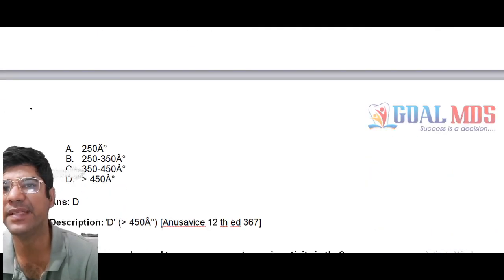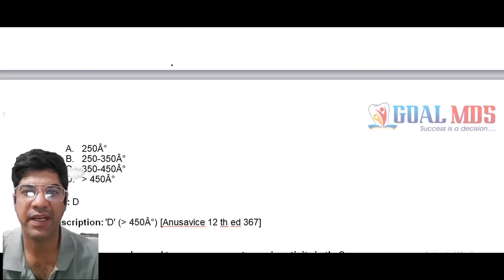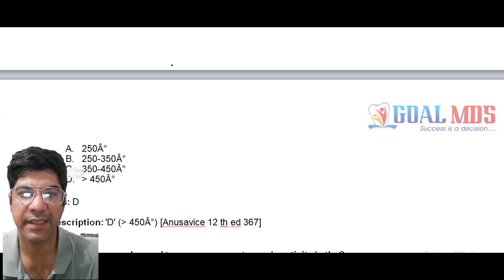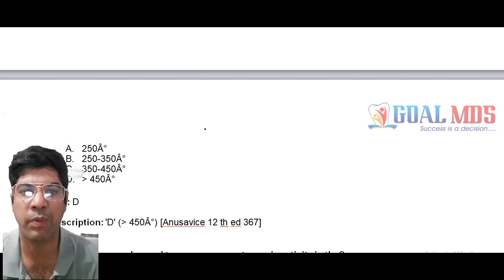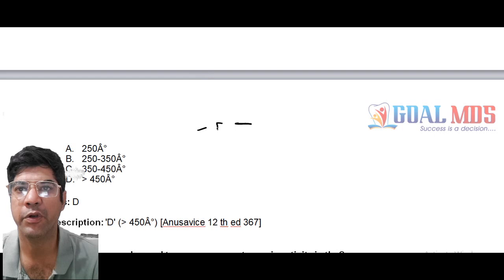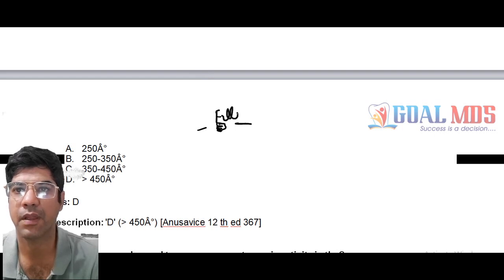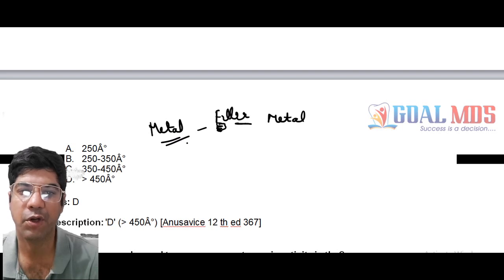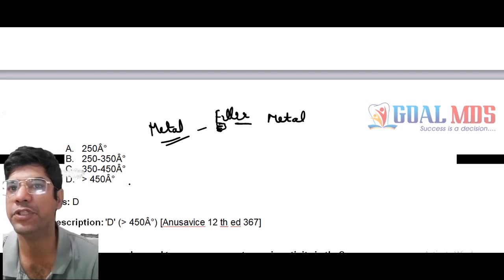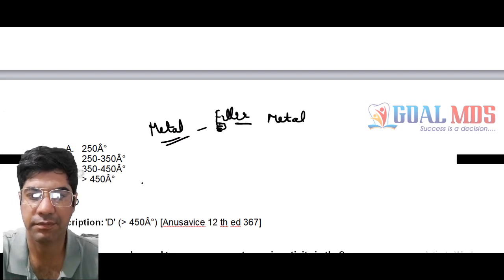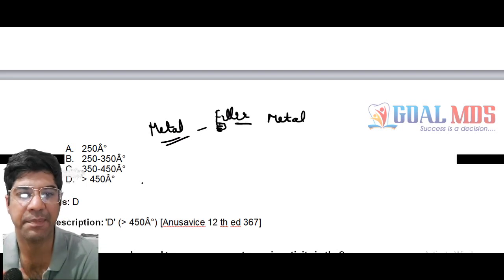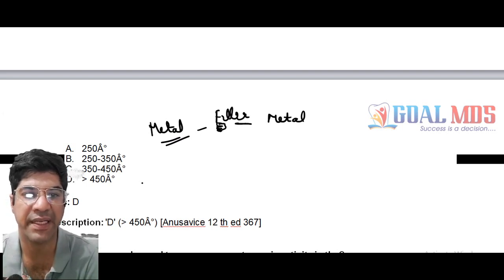The temperature for brazing is 450 degrees Celsius. Brazing and soldering are both metal joining processes that use a filler material to bond two surfaces of metal. Soldering occurs at a lower temperature, usually below 450 degrees Celsius. Brazing takes place at a higher temperature, typically above 450 degrees Celsius.